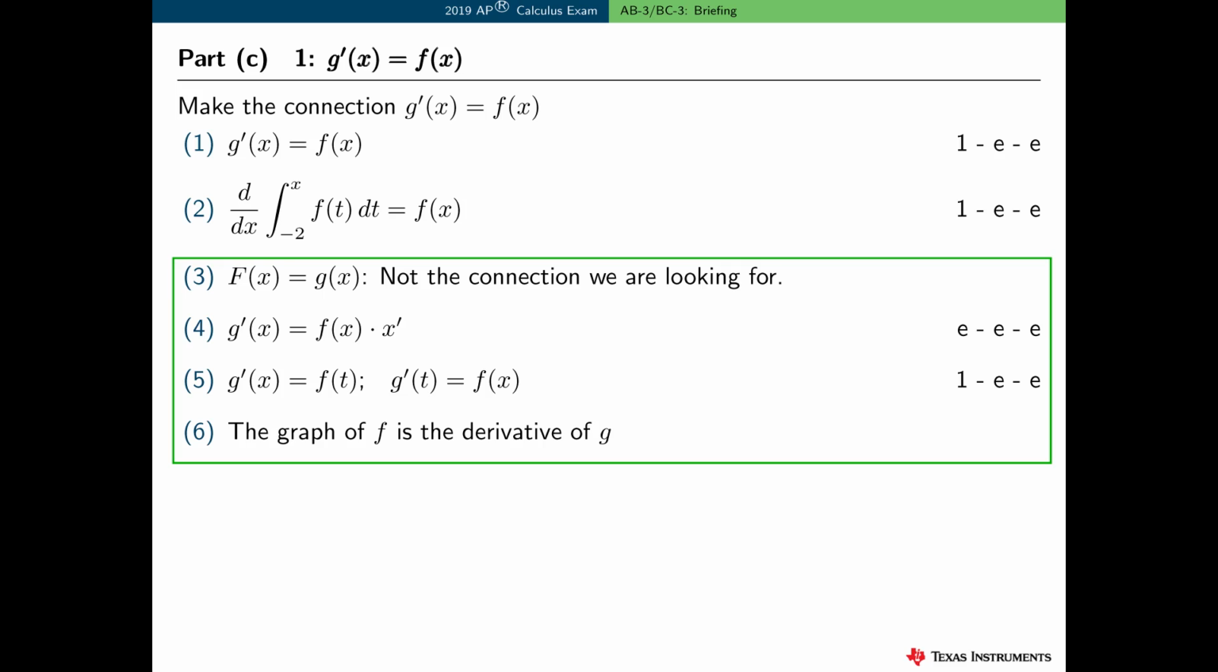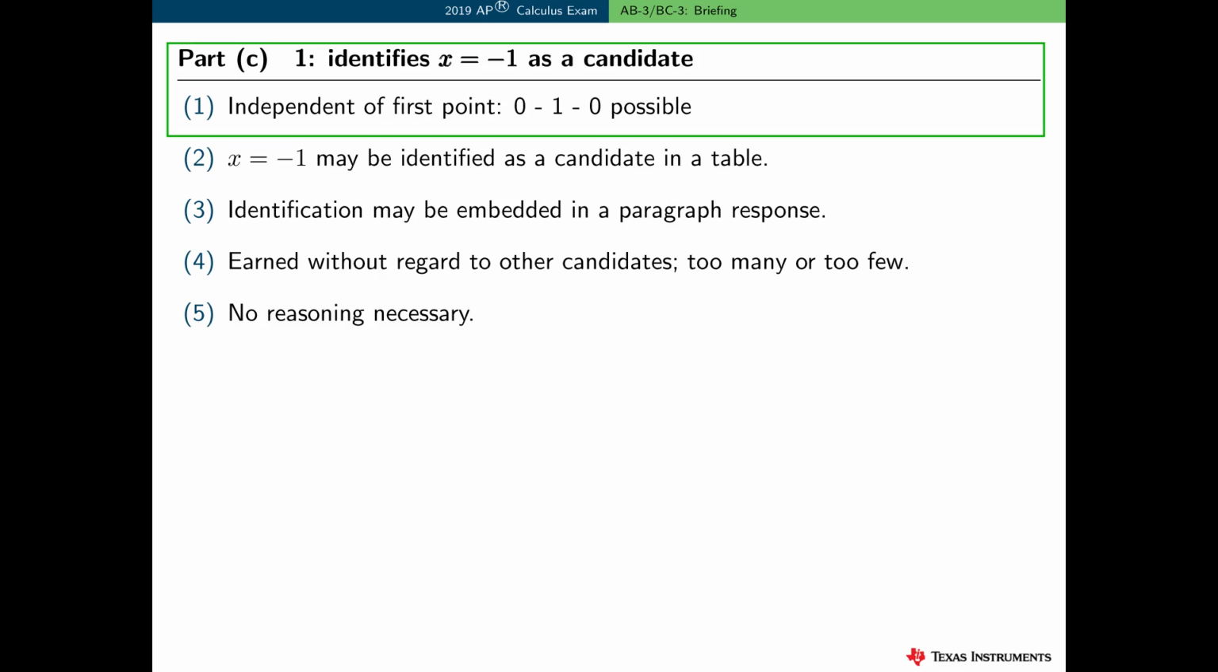In example 5, under the pressure of a high-stakes exam, we tend to forgive certain slips of the pen. And this point could be earned with a statement in words. For example, the student might write, the given graph is the derivative of g, or simply, the graph is the derivative of g. The second point is earned for the identification of x equal minus 1 as a candidate.